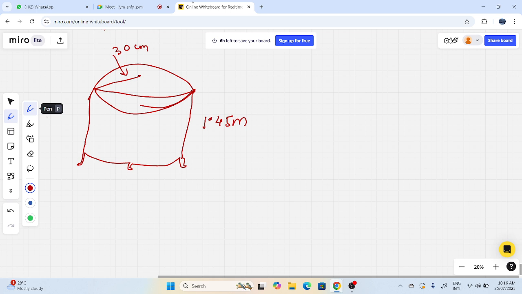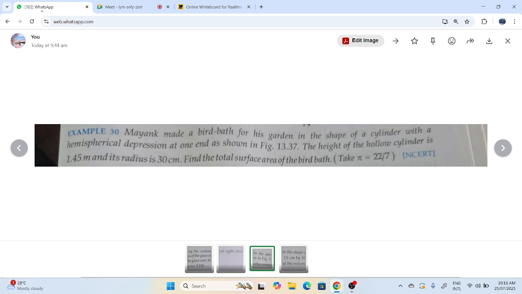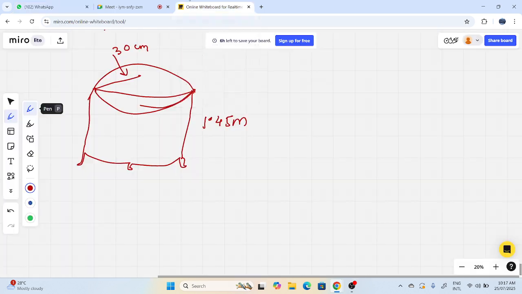Ma'am, can you go back to the question? Ma'am, is it TSA? Why will we take TSA? Look at the question carefully. Ma'am, can you go back to the figure? Ma'am, we have to find the CSA of both the cylinder and the hemisphere, right?